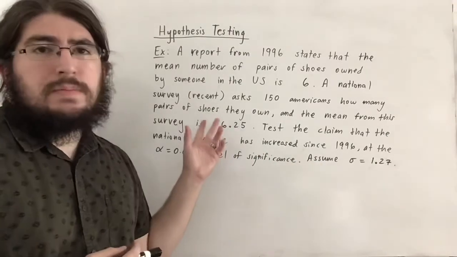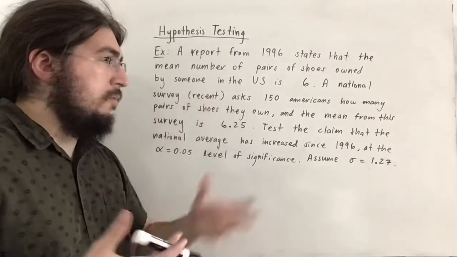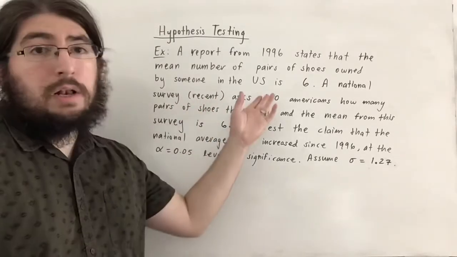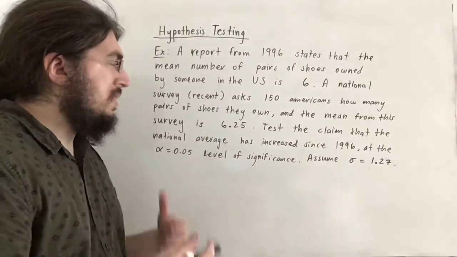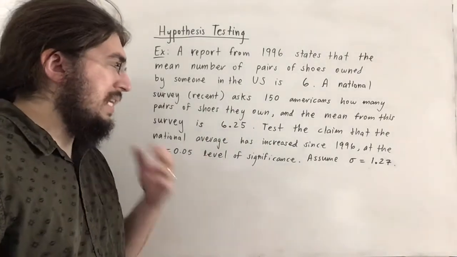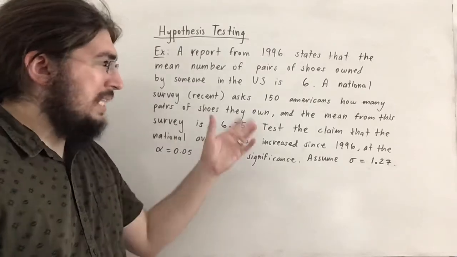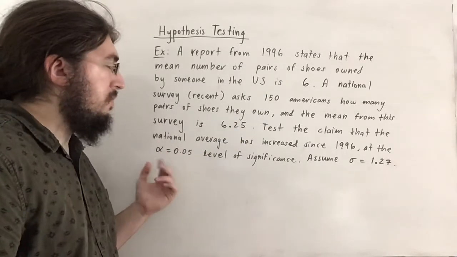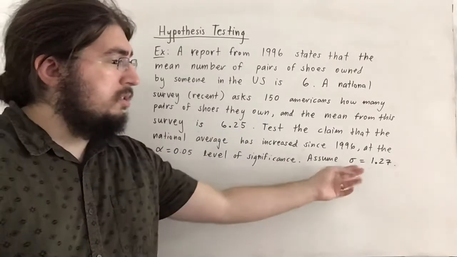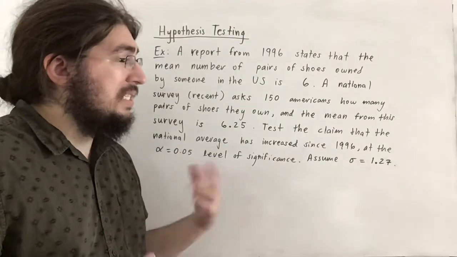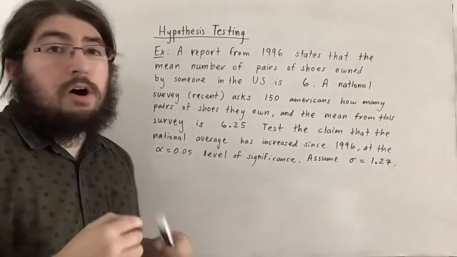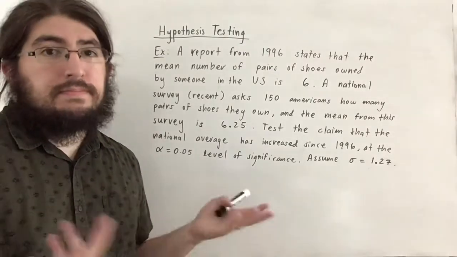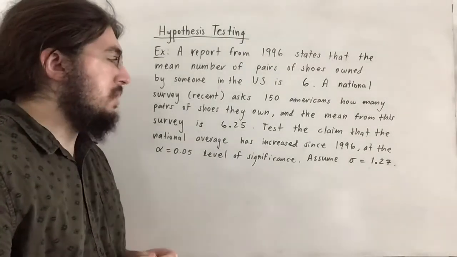Now I want to test the claim that the national average has increased since 1996. Notice that from the survey, assuming again that these are random people being asked, quite a large number of them, the mean is only a little bit more than 6. So we'll have to see how that weighs out with our level of significance. Again, we want to test this claim at the alpha equals 0.05 level of significance, and we're assuming that the population standard deviation sigma is 1.27. Now, we have all of the key ingredients to answer this question, and it won't take too long actually.